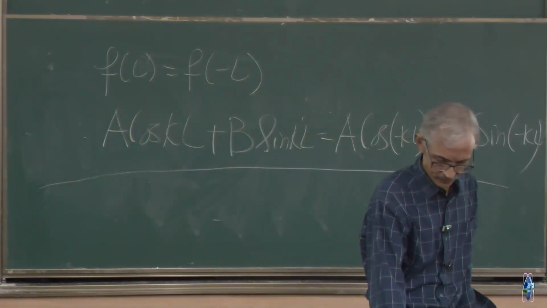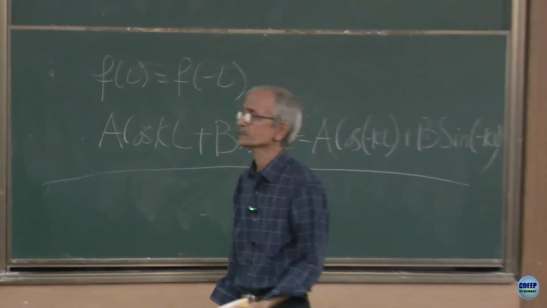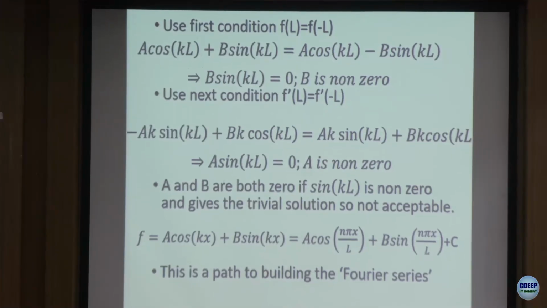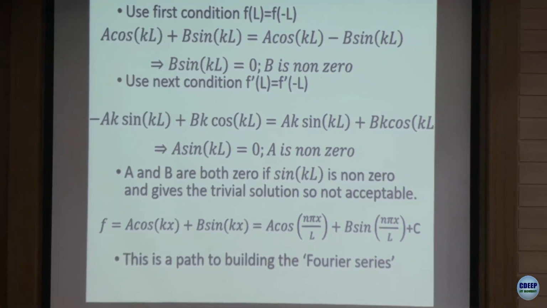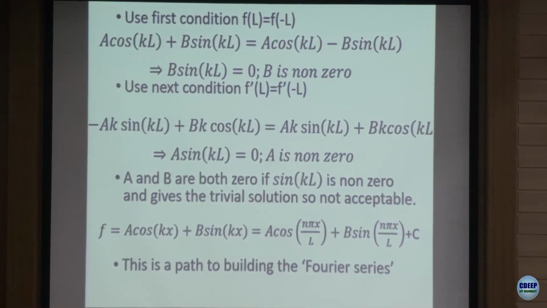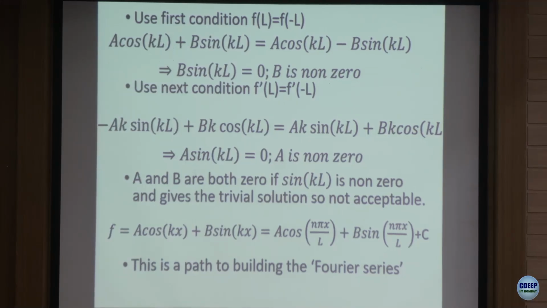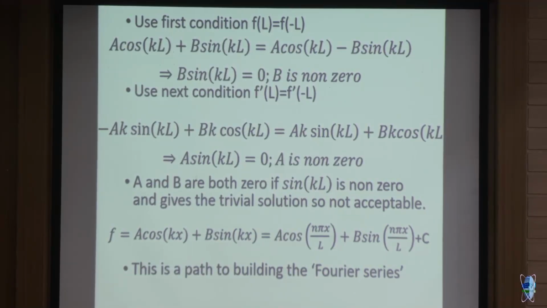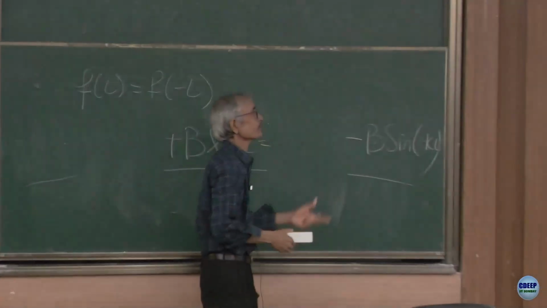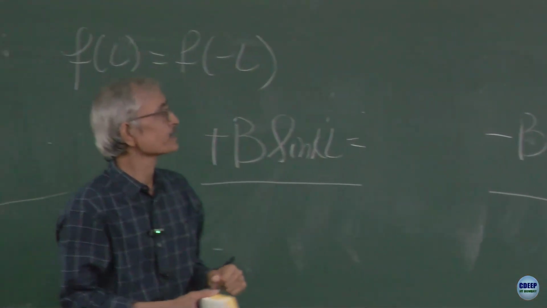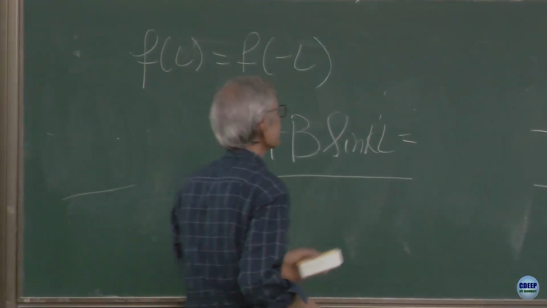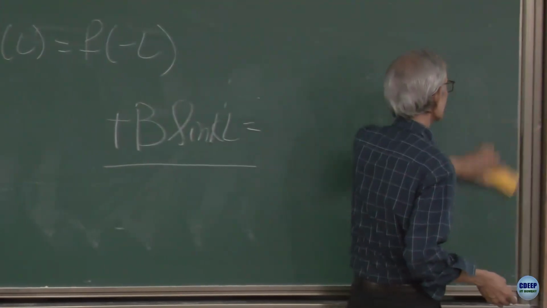What is 0? It's not identically 0, right? So this guy is equal to this guy because cos minus k is equal to cos k. So these two terms are going to go away, and you have got sine of minus k is minus sine k. So I pull this guy to the other side, and what we get is b sine kl is equal to 0.